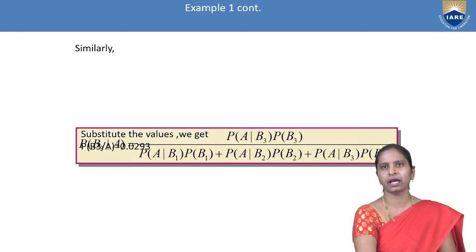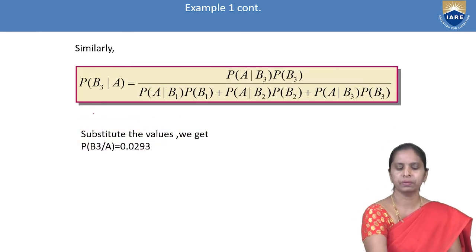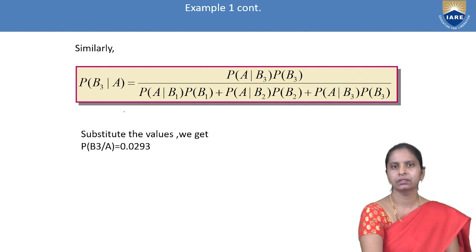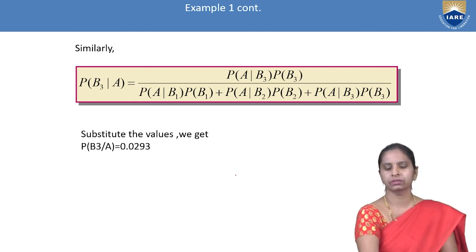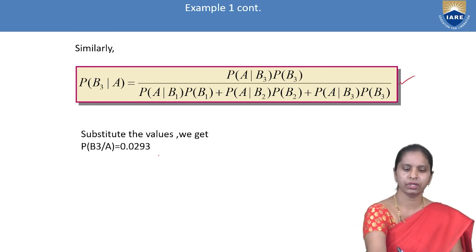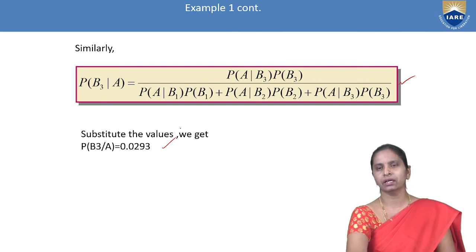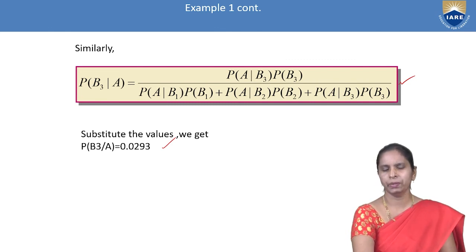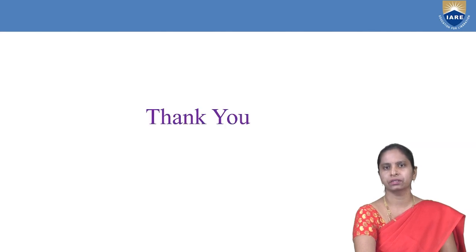And similarly, I can calculate the probability of selecting the bolt from mission C given that the bolt is defective. That is nothing but P of B3 by A. So this is the formula using the Bayes theorem. By substituting all the values, I am going to get this answer. Like that, you can apply the Bayes theorem in real life applications to find out the probabilities.